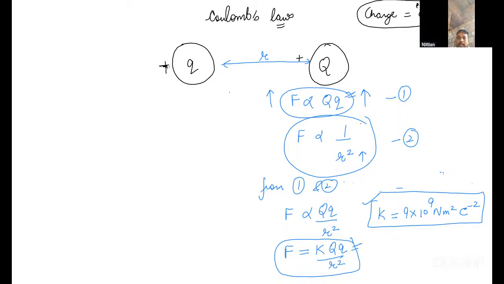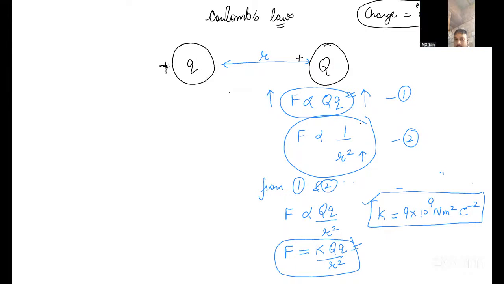Okay, everyone first write it down. Then I will give you the points to write. Tomorrow we'll do some questions on it. So K is equal to 9 into 10 to the power 9 Newton meter square C minus square. Coulomb inverse square. So, F equals KQq by R square.